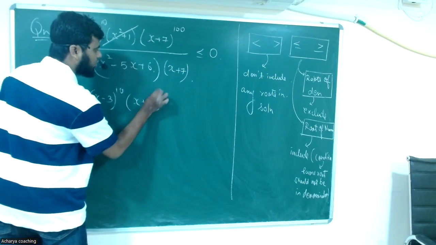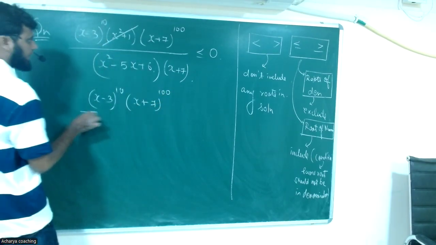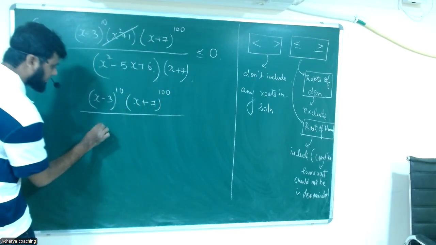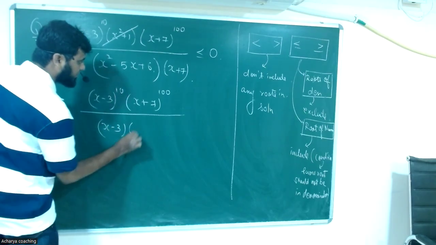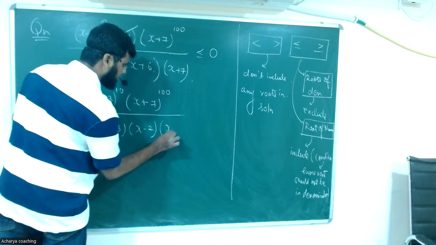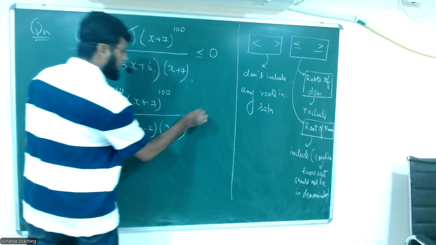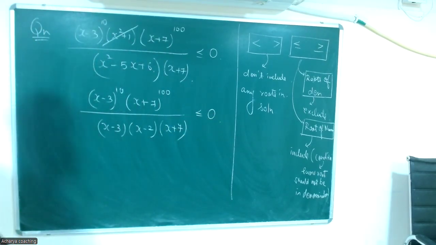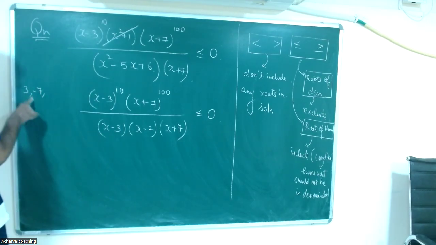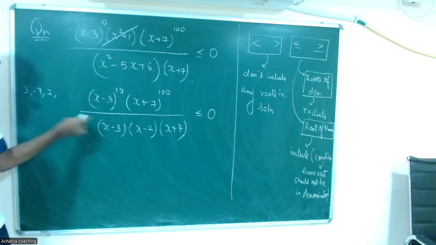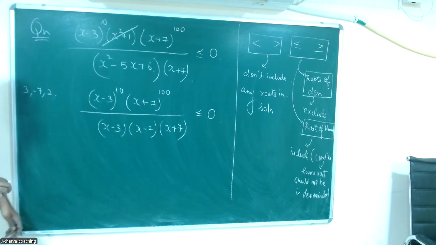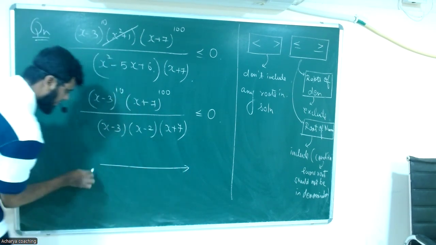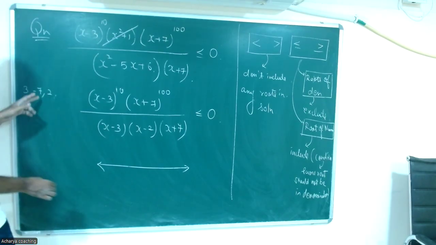So (x plus 7) the whole power 100, the whole divided by this one, if I have to factorize, (x minus 3) into (x minus 2) into (x plus 7), less than or equal to 0 we have. Okay. Find the roots of numerator and denominator. So 3, minus 7. 3 I have already written. 2, minus 7 I have already written. Clear?